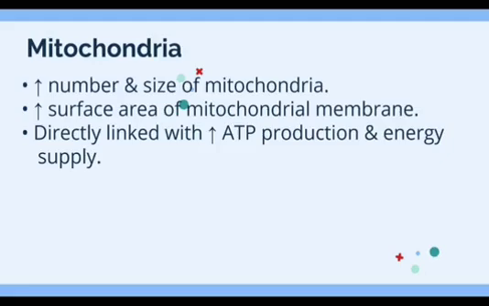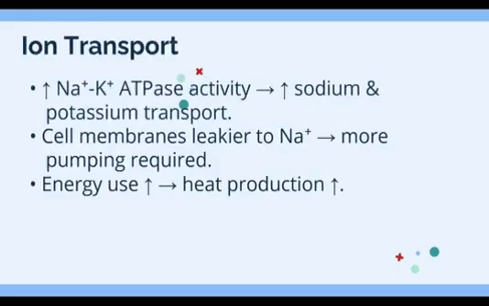Mitochondria. Thyroid hormone increases the number and size of mitochondria and it also increases the surface area of the mitochondrial membrane. This is directly linked with increased ATP production and energy supply. Ion transport. The thyroid hormone increases sodium potassium ATPase activity. So the result is increased sodium and potassium transport. The cell membranes are leaky to sodium, so more pumping is required. So energy use is increased and increased heat production happens.